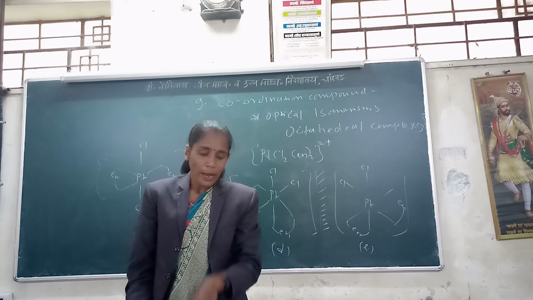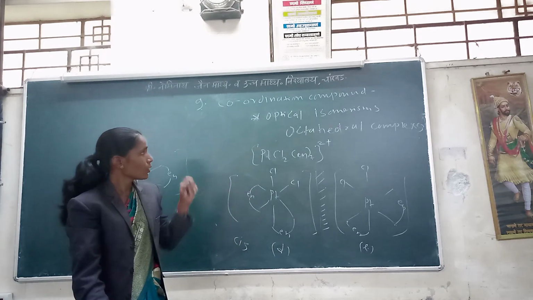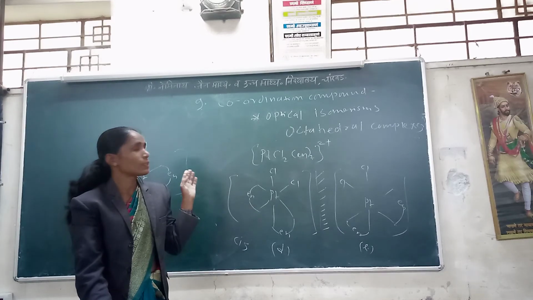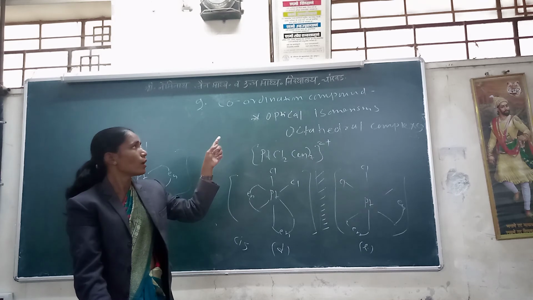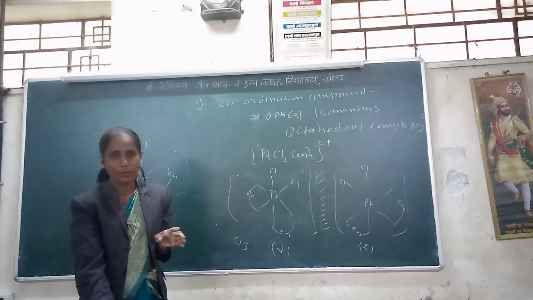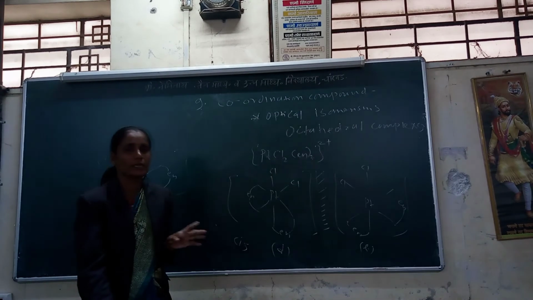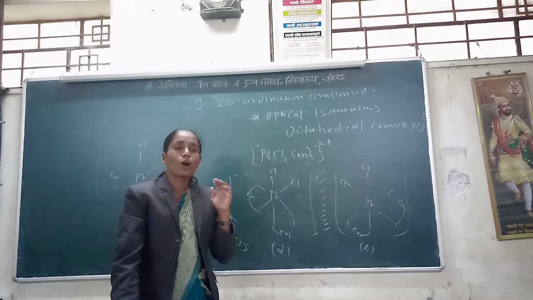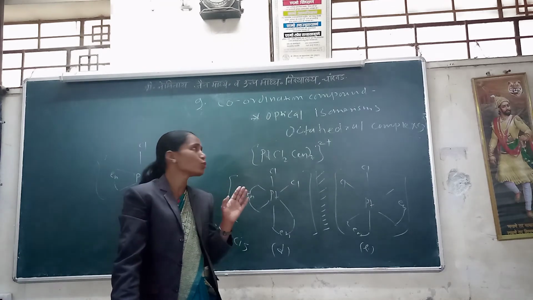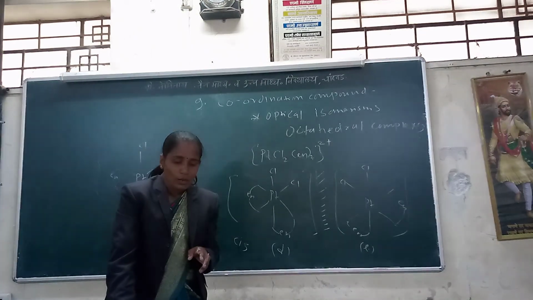Square planar complexes do not show enantiomers, and those compounds that show enantiomers have optical isomerism. Here only octahedral complexes show optical isomerism, and square planar or tetrahedral complexes do not show optical isomerism, meaning enantiomers.